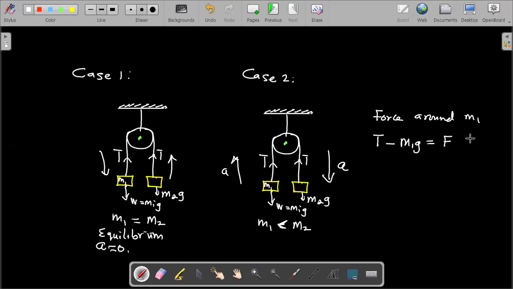But this F is nothing but the mass of that object, M1, times its acceleration. So in that case, we have T minus M1G equals M1A. We can call this our equation 1.